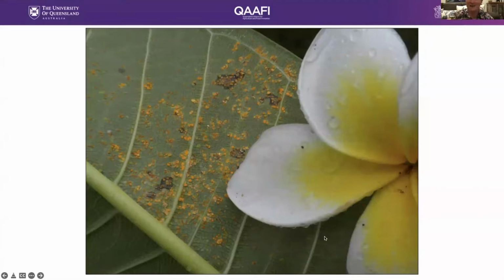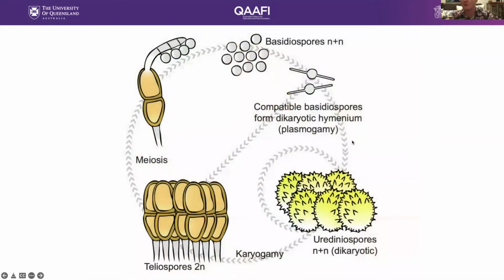Then there's this other rust, and another piece of nostalgia. I photographed this in South Africa. In Brisbane, this is beside every pool. It's in every backyard that has a frangipani. It's called Coleosporium plumeriae, frangipani leaf rust. And these two rusts were just our models that we were testing RNAi on.